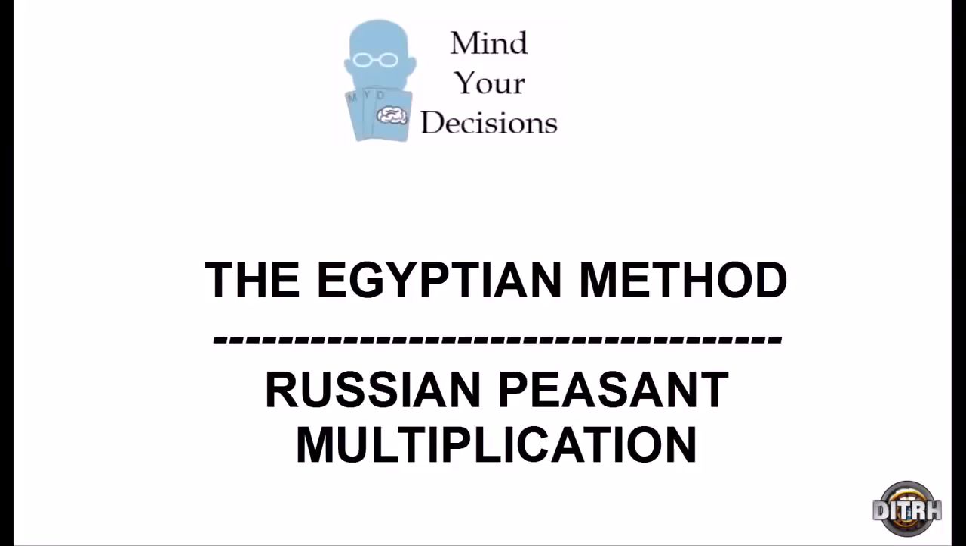Hi, this is Presh Talwalkar. In this video, I'm going to explain a weird way that you can multiply numbers, known as the Egyptian method or Russian peasant multiplication. The interesting aspect is that you will be able to multiply any two whole numbers as long as you know how to divide numbers in half and double numbers.